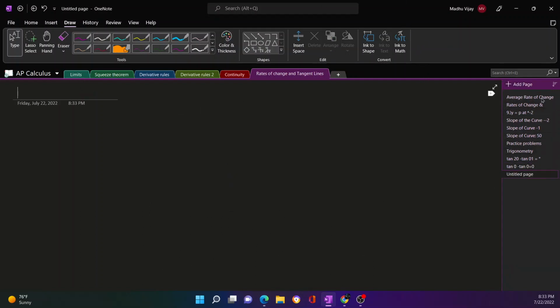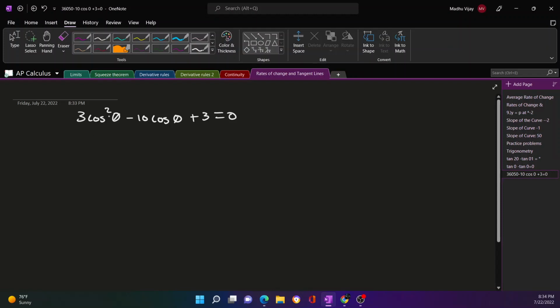Alright, so moving on to our next problem here. We have this a little harder one. 3 cosine squared theta minus 10 cosine theta plus 3 is equal to 0. Okay, so we can actually do this the same way. I find doing it with the x is a lot easier for me, so just make cosine theta equal x and it's a piece of cake.